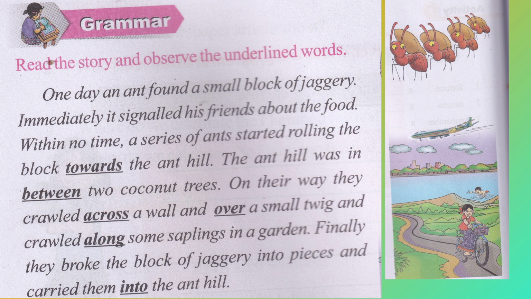Read the story and observe the underlined words. One day, an ant found a small block of jaggery. Immediately, it signaled his friends about the food. Within no time, a series of ants started rolling the block towards the anthill. The anthill was in between two coconut trees. On their way, they crawled across a wall and over a small twig and crawled along some saplings in a garden. Finally, they broke the block of jaggery into pieces and carried them into the anthill.